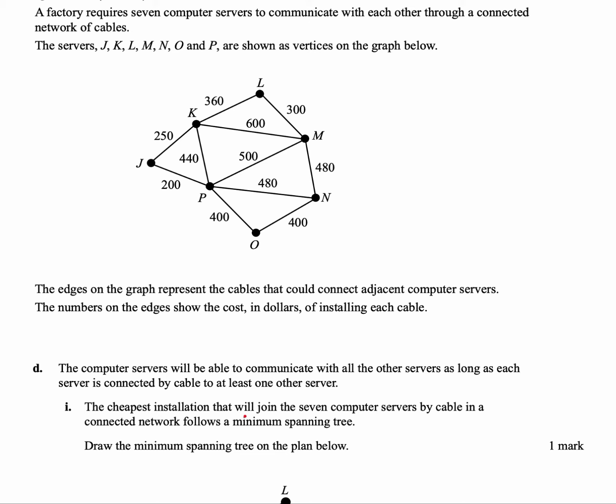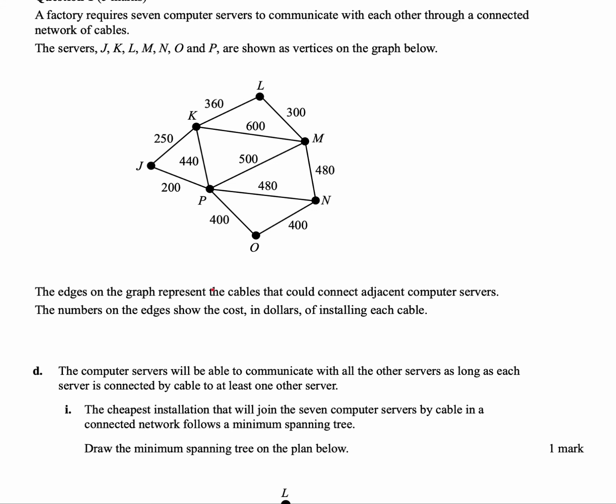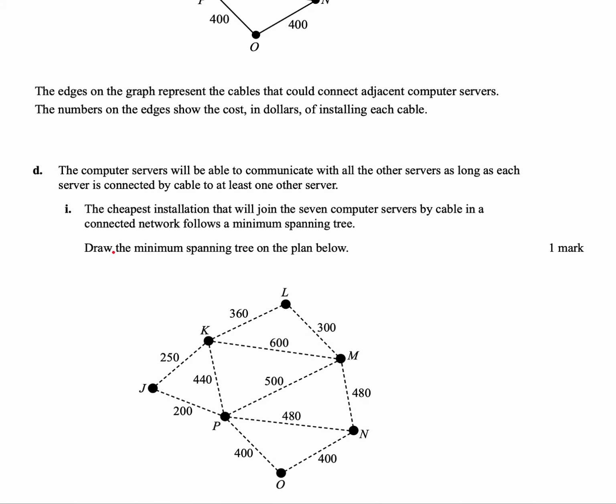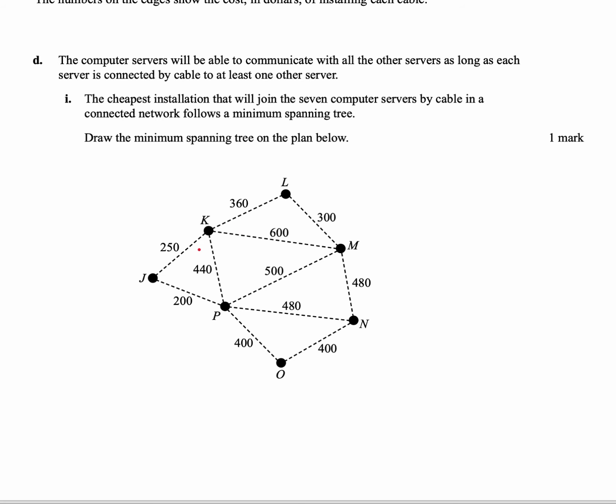The cheapest installation that will join the 7 computer servers by cable in a connected network follows a minimum spanning tree. I wanted to include this one because it's an example of more of an application question with a minimum spanning tree. So we're actually finding out information about a real situation here. And then the question says, draw the minimum spanning tree on the plan below. Okay, so we've got a new picture with dotted edges, and we have to highlight the dotted edges clearly to show the spanning tree.